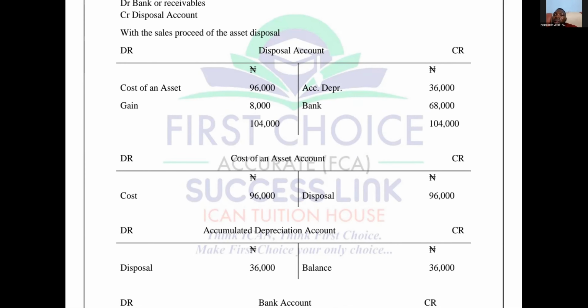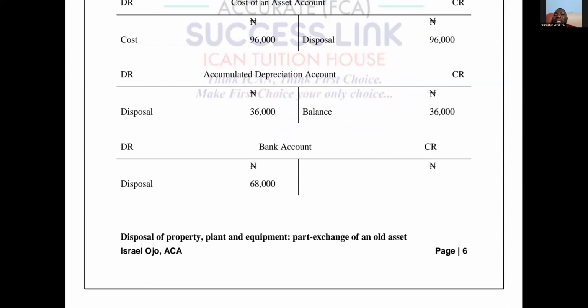So now, after you have done with that, you now balance it. The left hand, the credit side will give you 104,000. But the right hand, the debit side will give you 96,000. There's a difference there. The difference there is as a result of gain. So if your balancing figure is found on the debit side, that is gain. But if your balancing figure is found on the credit side of the disposal account, that is loss. So that is how it's being calculated.